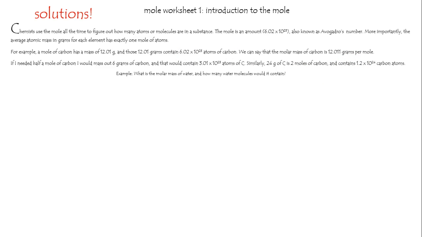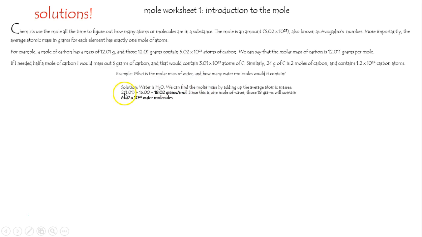Here's an example. What's the molar mass of water? How many molecules would it contain? So imagine water in a glass, and let's check it out. Well, water is H2O. We can find its molar mass by adding up the average atomic masses, and here it is fairly precisely 1.008. Technically rounds to 1.01 to 3 significant figures, but anyhow, about 1 gram per mole times 2 for the two H's, 16 grams per mole, 18 grams per mole roughly is a mole of water. And since this is a mole of water, those 18 grams contain a mole's worth. Always remember that the mole is a number, Avogadro's number. So that's how many water molecules you would have.